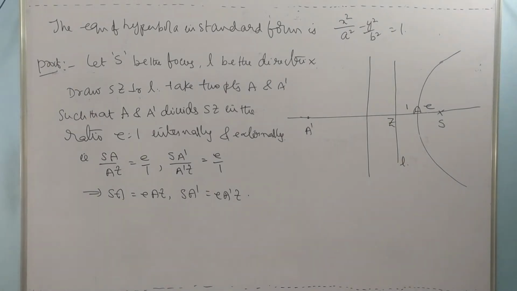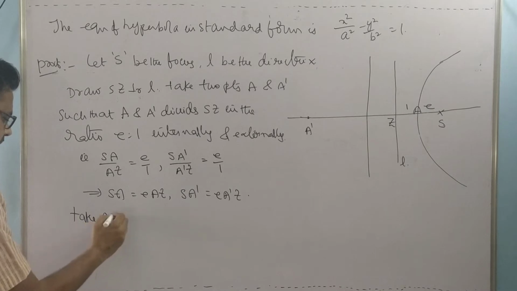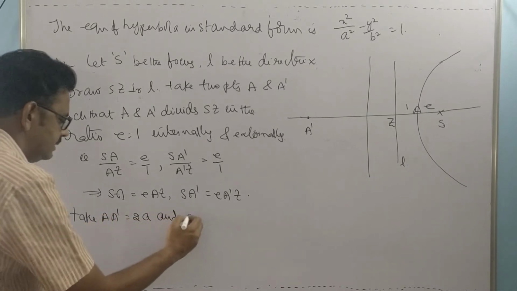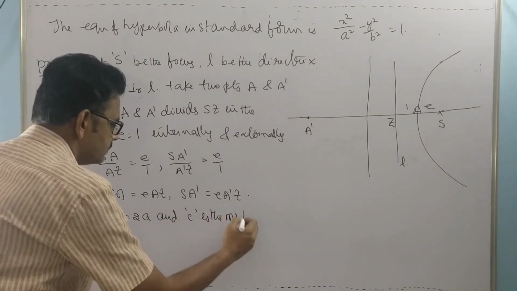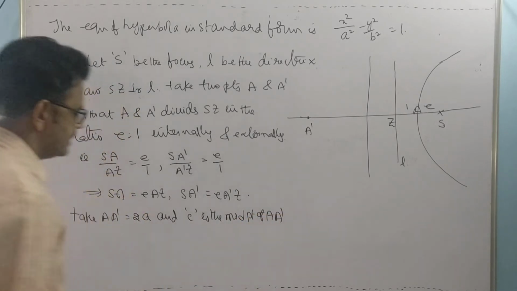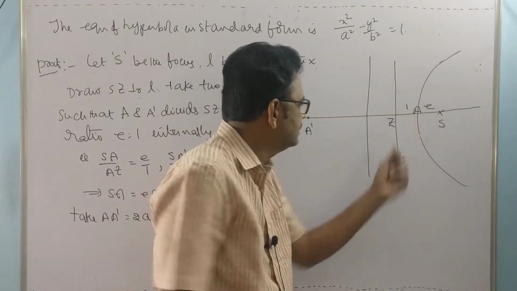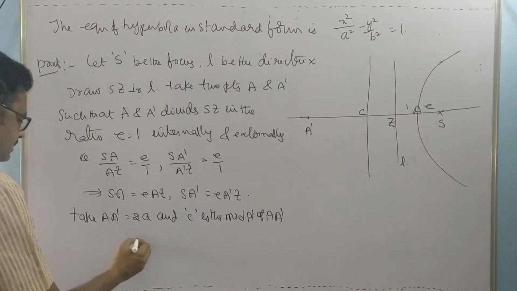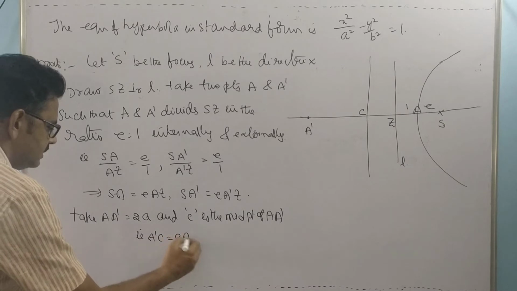Okay, and take the length AA dash equal to 2a, and C is the midpoint of AA dash. This point is C. C is the midpoint of AA dash, that is A dash C is equal to CA.